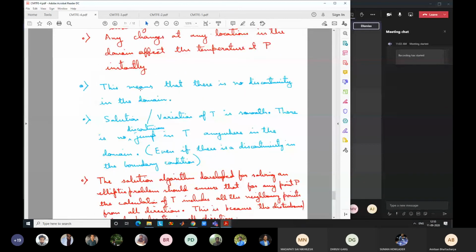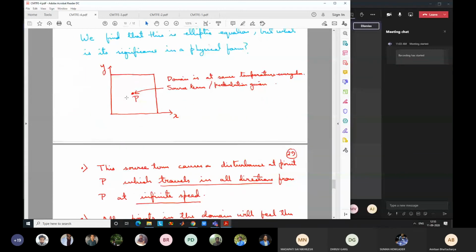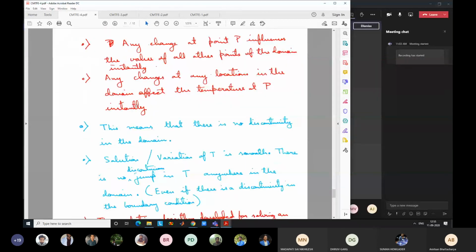Another important thing is that there is no discontinuity in the domain, because anywhere if some change occurs, it will affect all the other points instantly. So there is no discontinuity. The entire solution is dependent on the values of the entire domain and the boundary conditions. So the solution is continuous in the entire domain. There is no discontinuity in the domain.